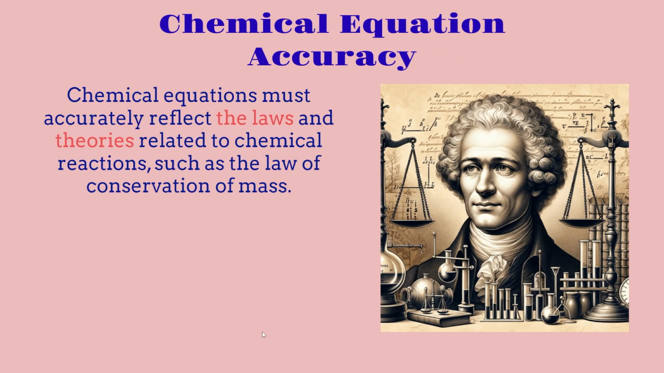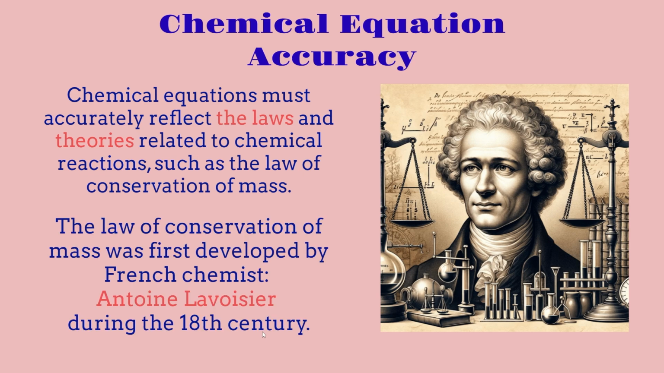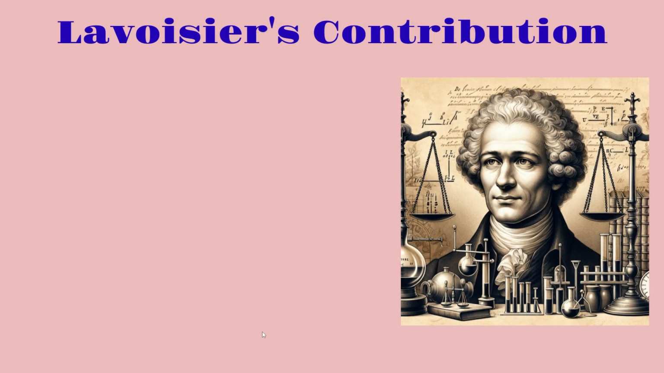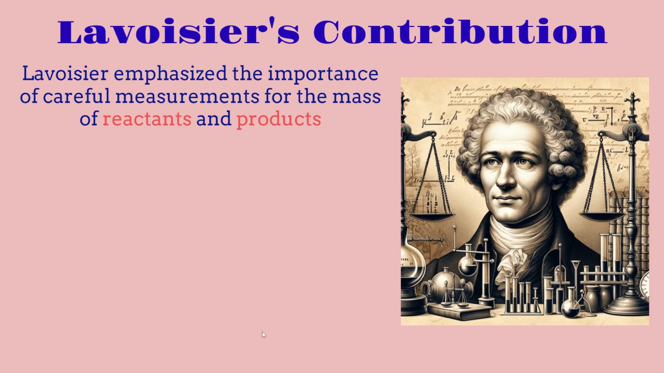So chemical equations must accurately reflect the laws and theories related to chemical reactions, such as the law of conservation of mass. And the law of conservation of mass was first developed by a French chemist named Antoine Lavoisier during the 18th century. Now we're going to talk about Lavoisier's contribution and what he did to the law of conservation of mass. So Lavoisier emphasized the importance of careful measurements for the mass of reactants and products.